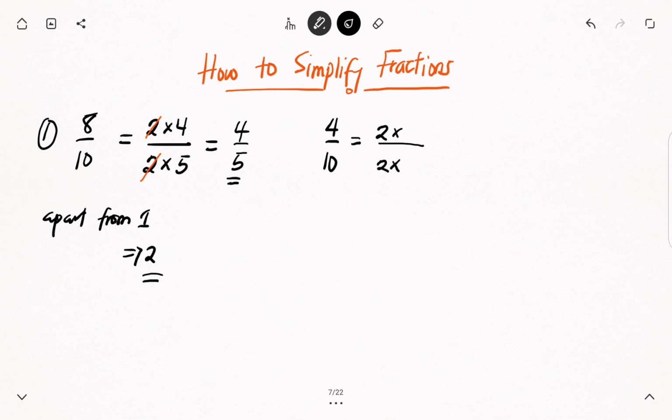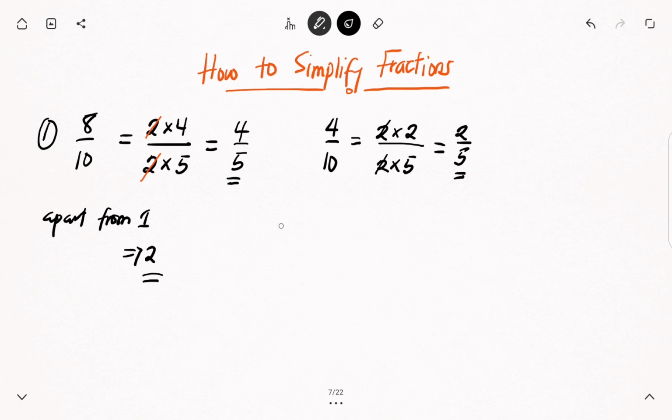Now I ask myself, which number will I multiply by 2 to get 4? That will be 2. So 2 multiplied by 2 will give me 4. Now for 10, which number will I multiply by 2, the 2 over here, to get 10? That will be 5. So now this is equal to, I have 2 here and then 2 here. So I cancel them and I have 2 over 5 as my final answer. So it means if I simplify 4 over 10, I get 2 over 5 as my answer. Okay, so let's have a look at more examples.